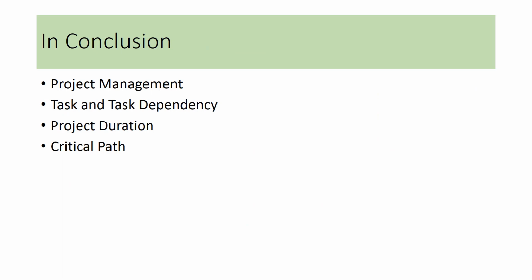So in conclusion, in this lecture, we have learned about the basics of project management, the concepts of tasks and task dependency, and how to determine a project duration once you have the information about the tasks and their dependencies through the critical path method.